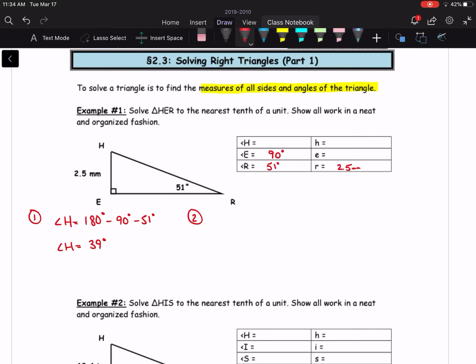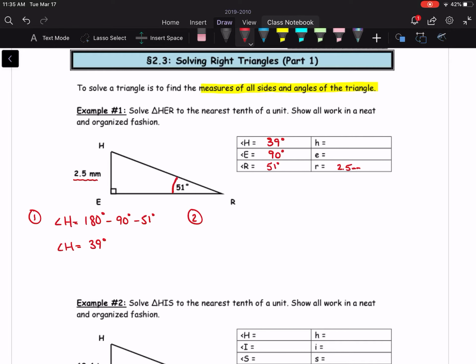Next, I've got all three angles in the triangle, and so I'm going to update my table here. I've got 39 degrees now for angle H. I've got all three angles in the triangle, so I have lots of different options to solve for side length H and side length E. I would recommend always using the values that are given to you in the question. And if you can avoid using a number that you previously solved for, it just might be a little bit safer that way. Maybe if you made a mistake, you're not carrying that mistake through the entire question. So I'm going to try and use the 51-degree angle and the 2.5 millimeter side length in solving all these.